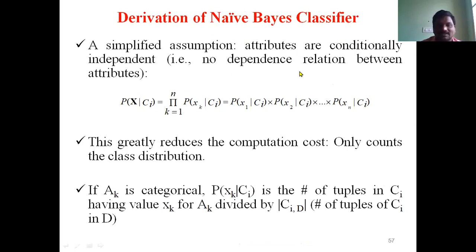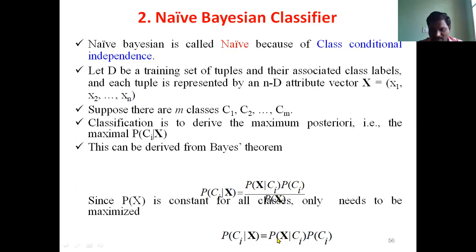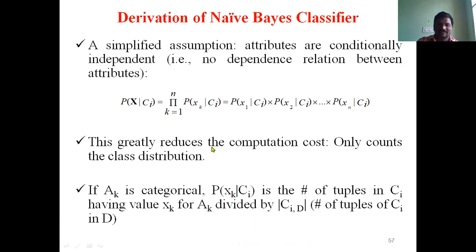Here the simplified assumption is that attributes are conditionally independent, that means no dependence between the attributes. Then the probability of X given Ci is considered as the product over k of probability of xk given Ci, which equals probability of x1 given Ci into probability of x2 given Ci, and so on, up to probability of xn given Ci. This reduces the computational cost.